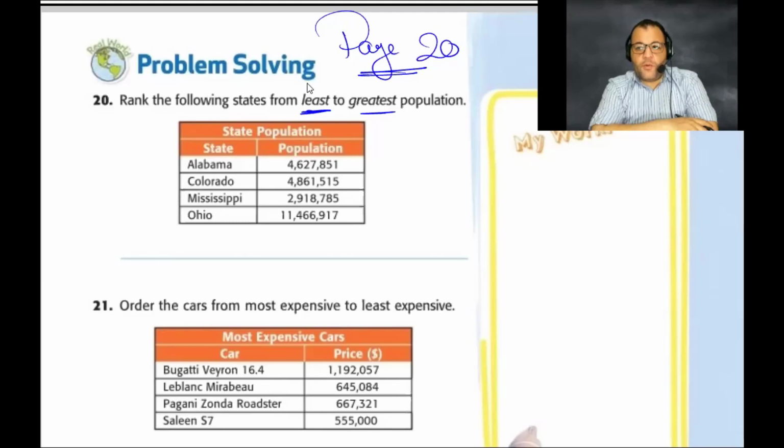I need to arrange from least to the greatest, from the smallest number to the greatest number. Rank the following states from the least to the greatest pollution. According to the number of pollution, we need to rank them. We need to arrange them from the least to the greatest.